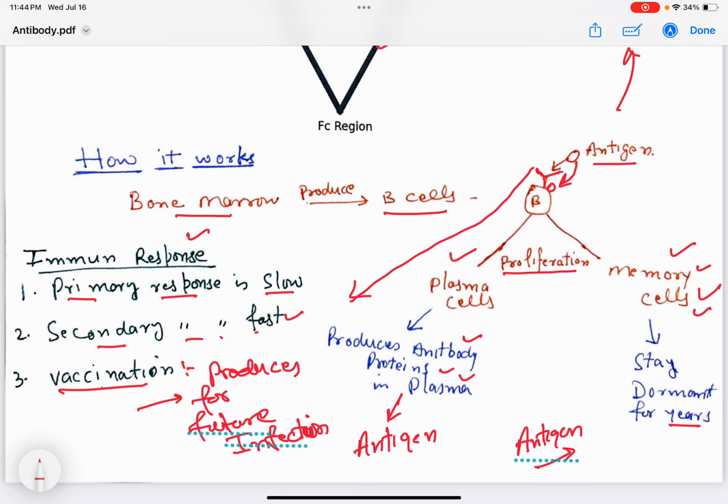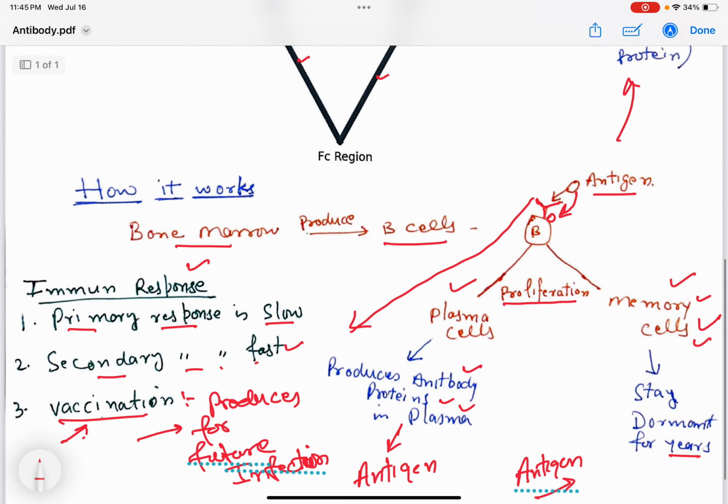That's why when you first get a vaccination, you feel a little bit tired, because your immune system is trying to fight this vaccination infection, but you get over it in a day or two. But the next time the real infection occurs, your memory cells know how to attack quickly and in a big fashion to kill that infection. So that's how this system of antibodies, B cells, immune response, and vaccination works.